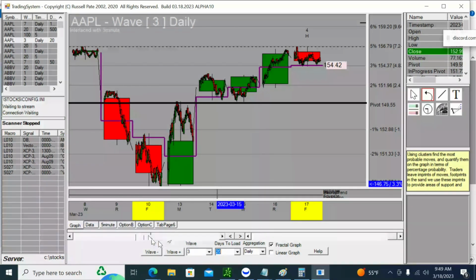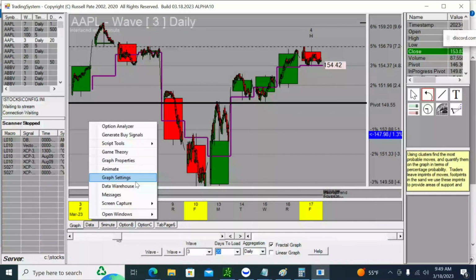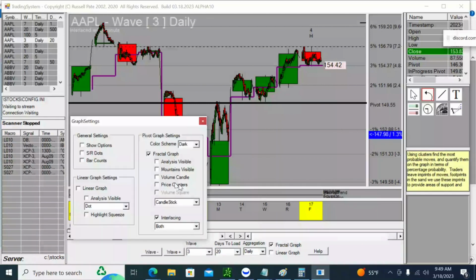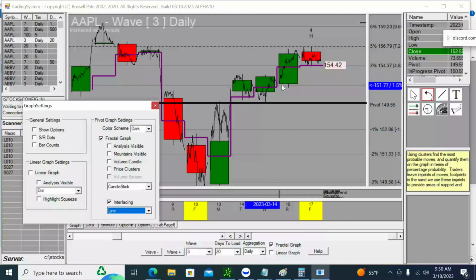And then to control it on the interlacing, if you don't want to see it mapped as candlesticks, you just do a line. And you can see it mapped as the line is close to close price.